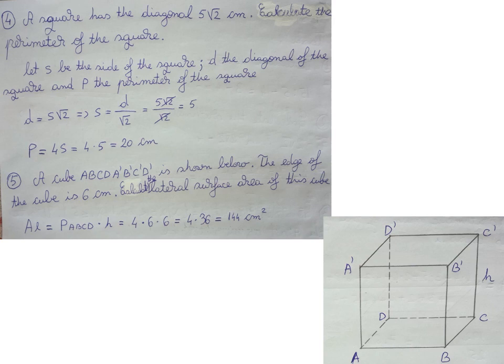A cube ABCD A prime B prime C prime D prime is shown below. The edge of the cube is 6 centimeters. Calculate the lateral surface area of this cube. The lateral surface area of the cube is the perimeter of the base ABCD times its height. So 4 times 6 times 6, which is equal to 144 square centimeters.